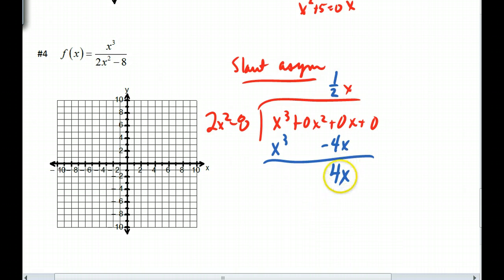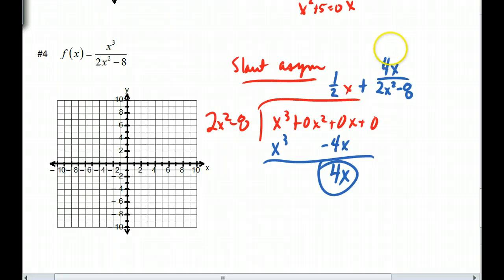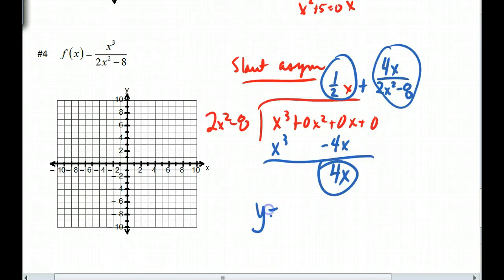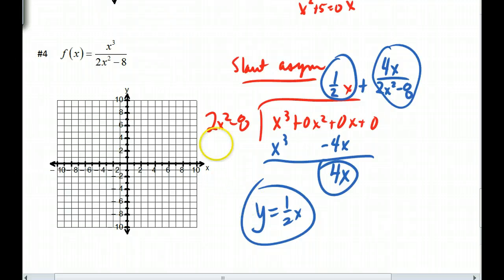Since the degree of this is smaller than the divisor, I have to take this remainder, 4x, and divide it by the divisor, 2x squared minus 8. As x goes to infinity, this thing is going to become 0. So really the slant asymptote is simply y equals 1/2 x. I'm going to let you graph that with your calculator and see how that one turns out. So you do long division for the slant asymptote, you just take this piece, and the remainder you can kind of ignore. That's your end behavior. As x goes to infinity, this becomes 0.